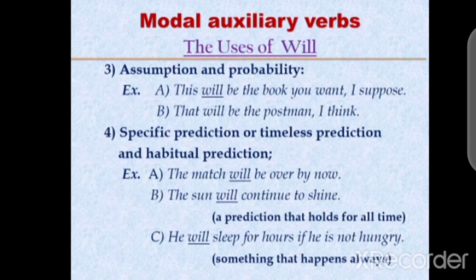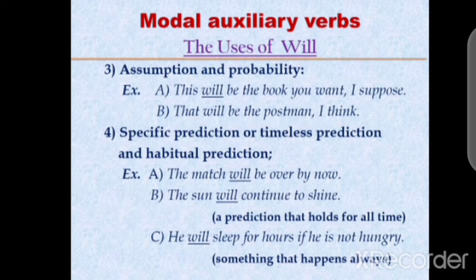Assumptions and probability. For example, this will be the book you want, I suppose. So this example tells that the subject assumes that somebody wants this book. Next example, that will be the postman, I think. So it assumes that this is the postman.